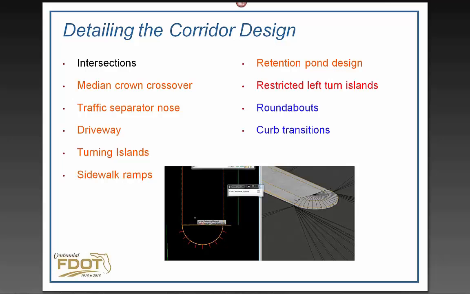I want to go into what you do at median crown crossovers, particularly in relation to where traffic separators are opposing one another, or maybe not even opposing one another, but just happen to shift over to one side of the center line or the other. And then in the past, we've had a hard time modeling out traffic separator noses.